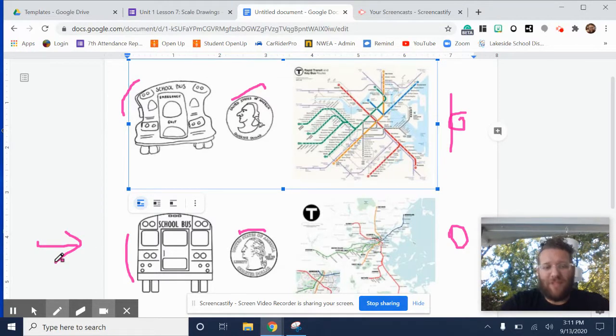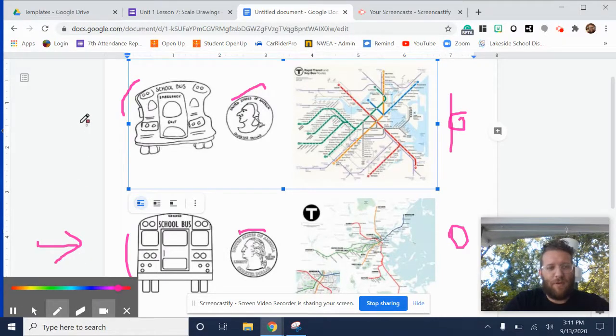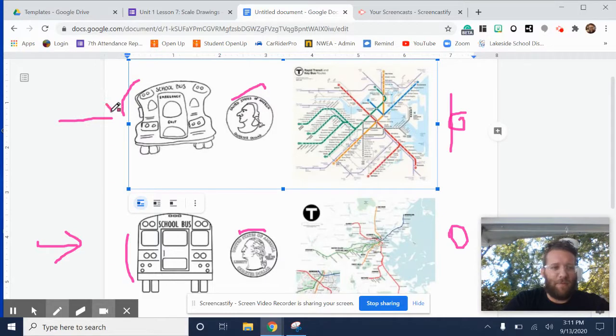So when we look at these drawings, we can see that these are both drawings of school buses. These are both drawings of quarters, and these are both drawings of a subway system. The difference is that the ones on the bottom look more like real life. So, if I asked you if these pictures up here on top were scaled copies of real life, you would say no, not quite, because they don't look like real life.